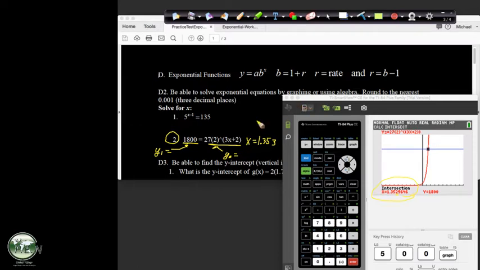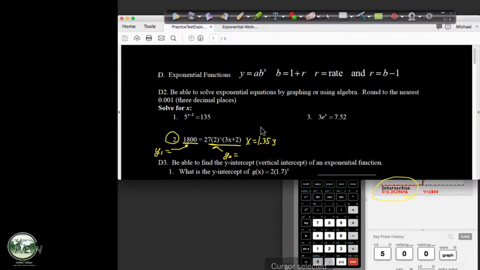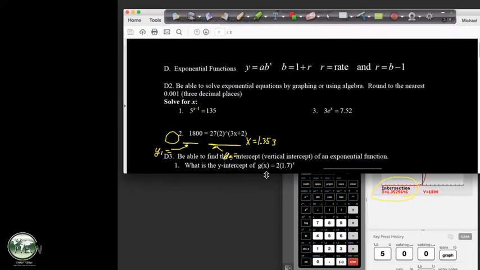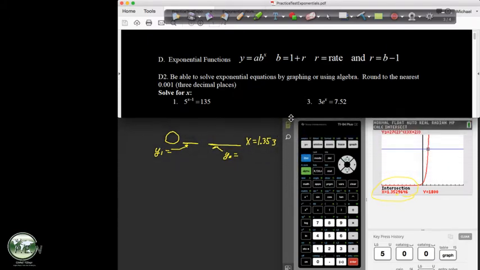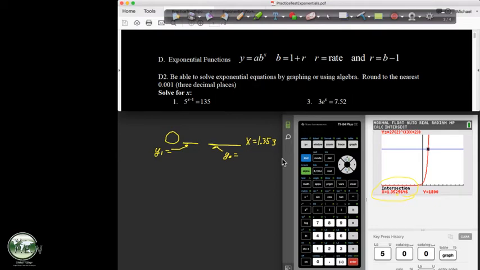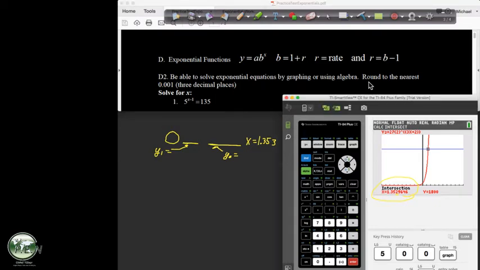Okay, so we have one more to do, and then the rest of them are actually going to be pretty quick. So we want 3e to the x equals 7.52. Okay, so let's see if I can. I think we can still, oops, we can't see that.